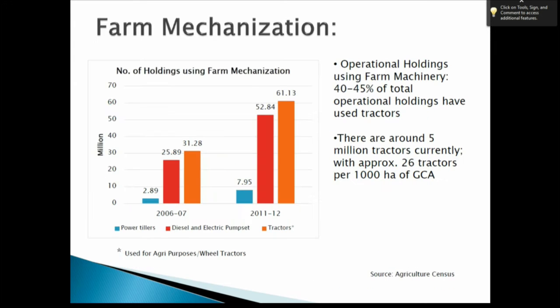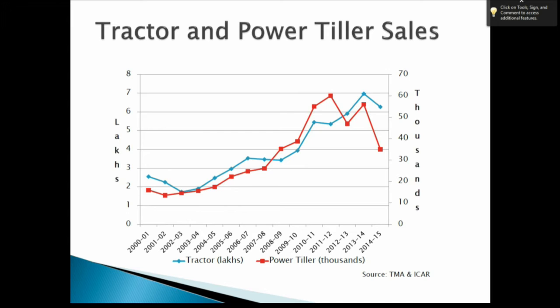At the moment, we have about 5 million tractors. It's a number we've deduced from the Tractors Association, and I still cannot vouch for the accuracy of the number, but it fairly represents the number of tractors at the moment. In terms of density, there are about 26 tractors per 1,000 hectares of GCA, gross cropped area. In terms of operational holdings, 40 to 45% of our operational holdings use tractors today. And then there are the tractor sales and the tiller sales, which have actually gone up over the years.